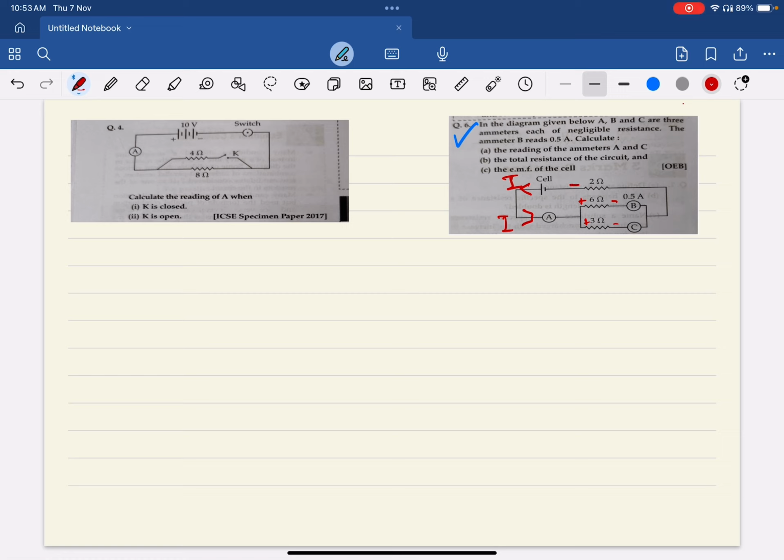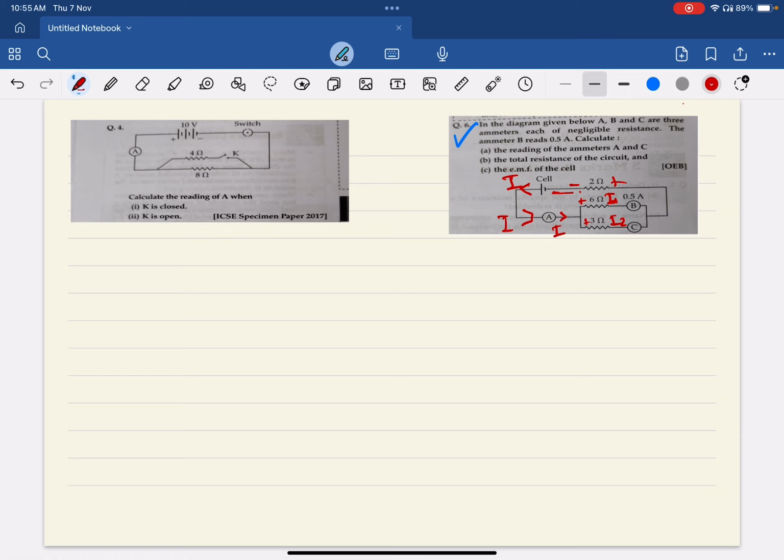This 2 ohm, this is negative, so the other will become positive, because it is connected from negative here, so negative and positive. So this combination of 6 ohm and 3 ohm is in parallel. So current I gets divided into I1 and I2. I1 is already given to us because it says that current through B is 0.5 ampere. That's the ammeter reading.